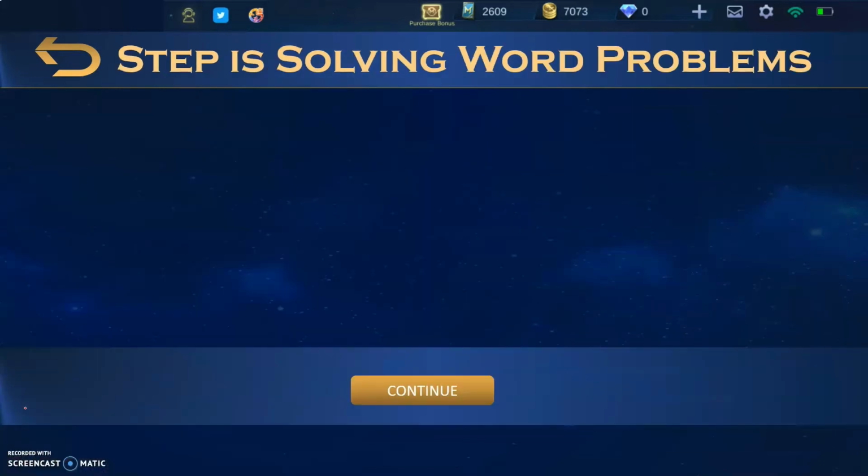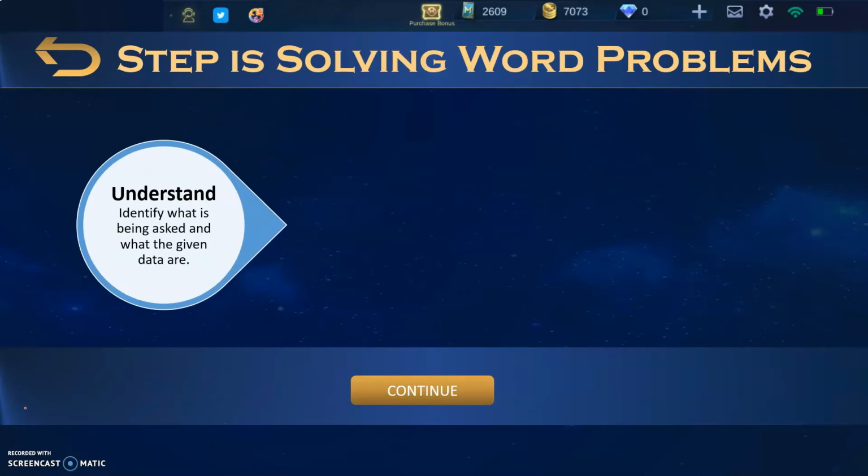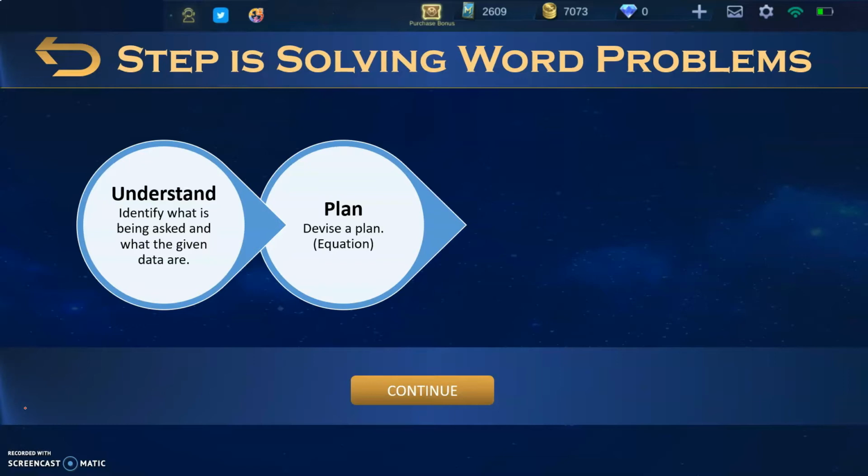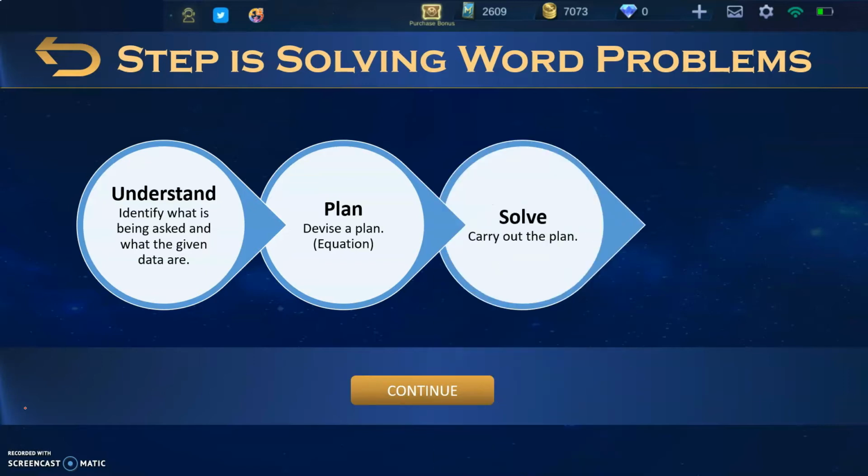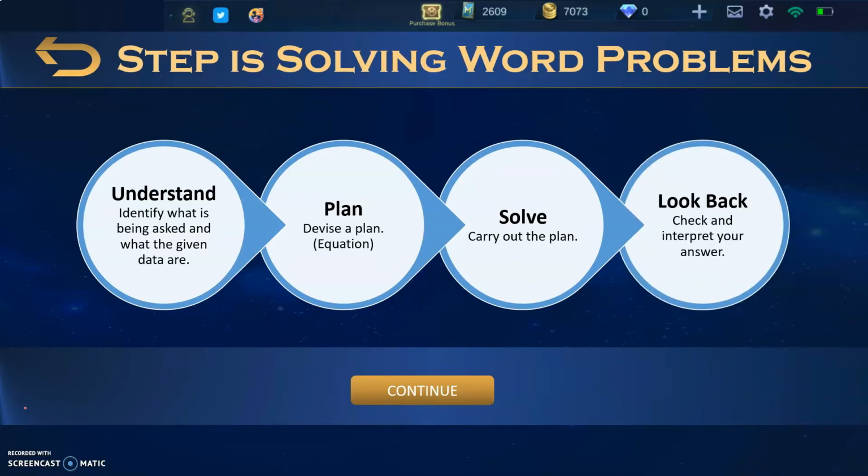So here are the steps in solving word problems. First, you need to understand. We need to identify what is being asked and what the given data are. Then, after we identify, we'll proceed to plan. We will make an equation. We'll devise a plan. Then, after we make an equation, we'll proceed to solve. We will carry out the plan. We will now solve our equation. Then, after that, we'll look back. We will check and interpret your answer. And lastly, answer it with a complete answer.